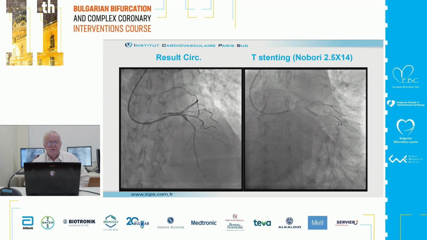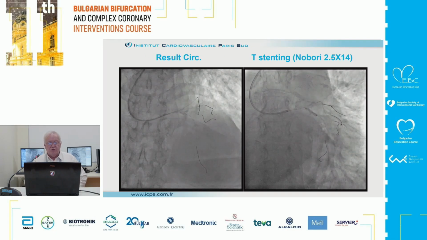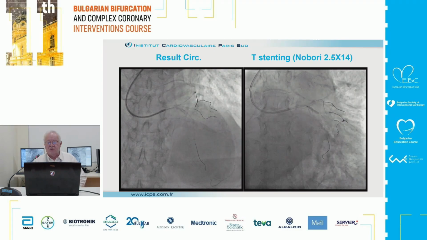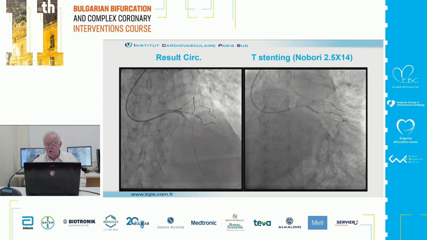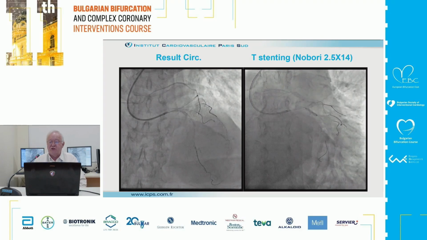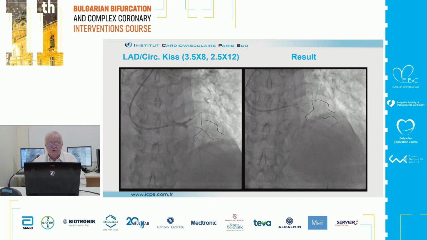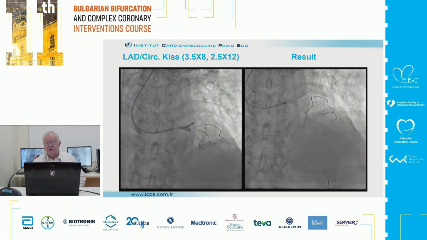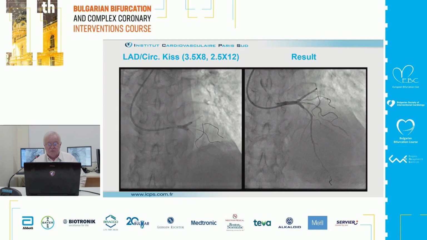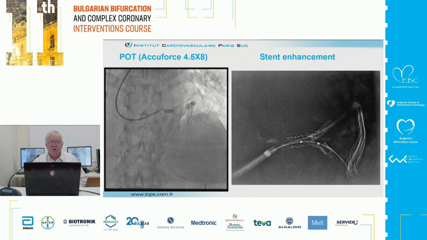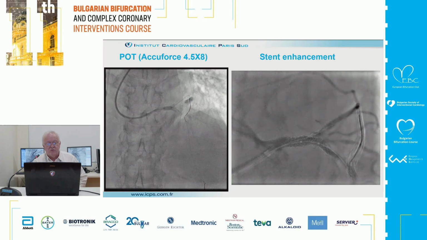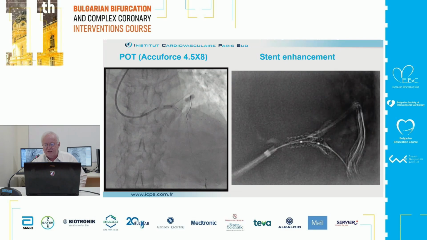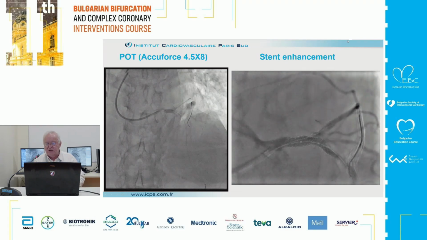And we saw on this control, circumflex is at the top, we saw a dissection in the circumflex, so we implanted a stent in the circumflex. This is the practice of provisional stenting. And after that, we did, of course, a kiss in the left main with the result on the right, which was acceptable for this lady. Incomplete, but acceptable. And you can see we did the last POT, and what we see here with stent enhancement, we see quite clearly the 3 diameters of this stent.